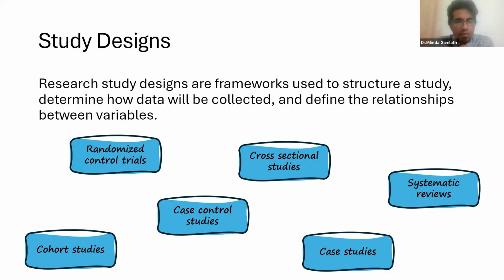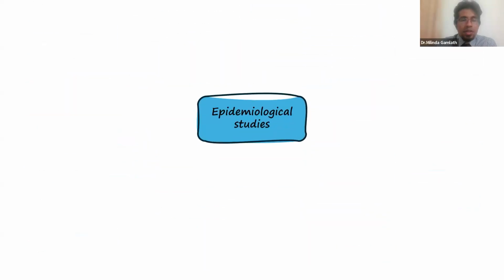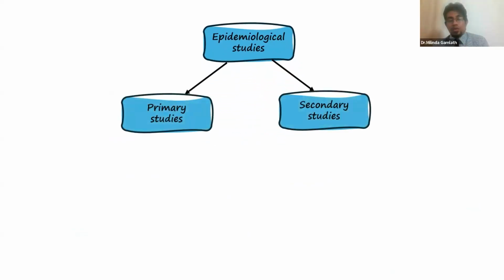It's easy if you have a sort of hierarchy to these study designs. So let's go step by step. We call researches done for medical reasons epidemiological studies. Epidemiological study designs, we first divide into two. We have something called primary studies, and then we have something called secondary studies, right?